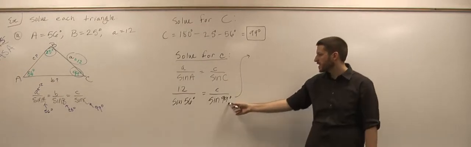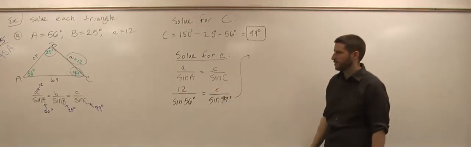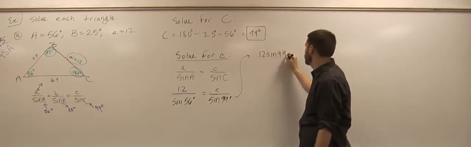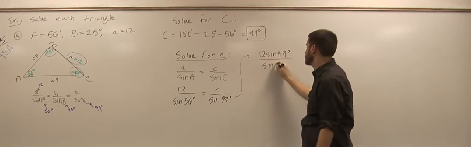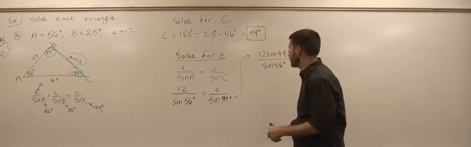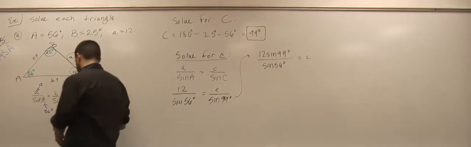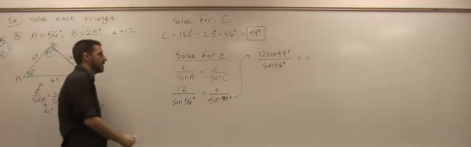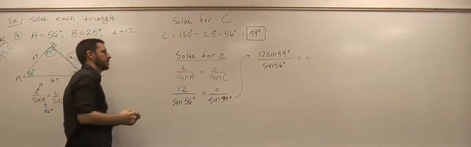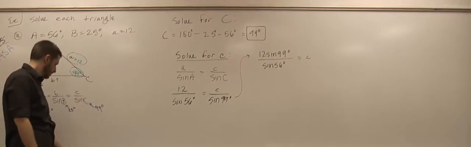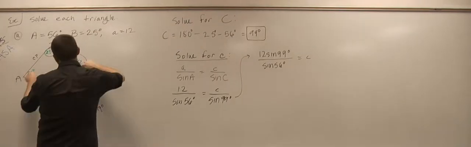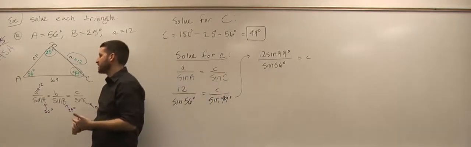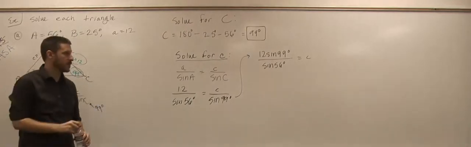To solve this for little c, I would multiply up my sine 99. So I'll get 12 sine 99 over sine 56 equals little c. And that's what you put in your calculator: 12 times sine 99 over sine 56. Does it matter if your calculator is in radians or degrees? Because we were given information in degrees, you're going to want to be in degrees. And in general, with law of sines, law of cosines problems, degrees is what we use.